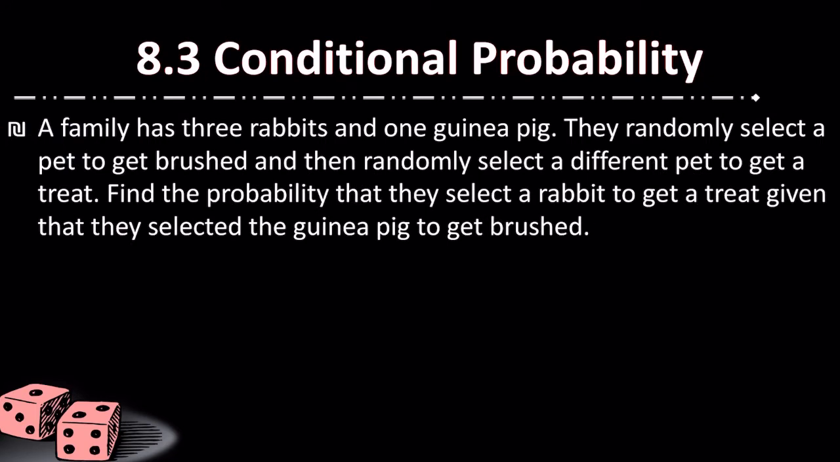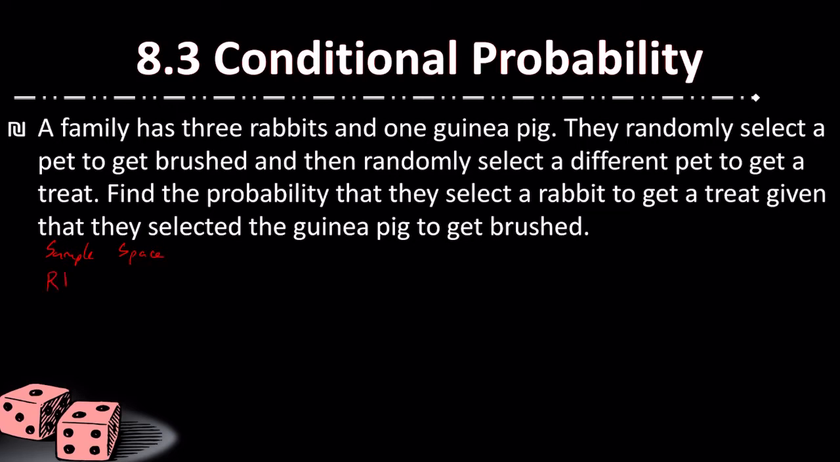So let's say a family has 3 rabbits and 1 guinea pig. They randomly select a pet to get brushed and then randomly select a different pet to get a treat. Find the probability they select a rabbit to get a treat given that they selected a guinea pig to get brushed. Well, let's start with a sample space. So our sample space is everything that could happen.